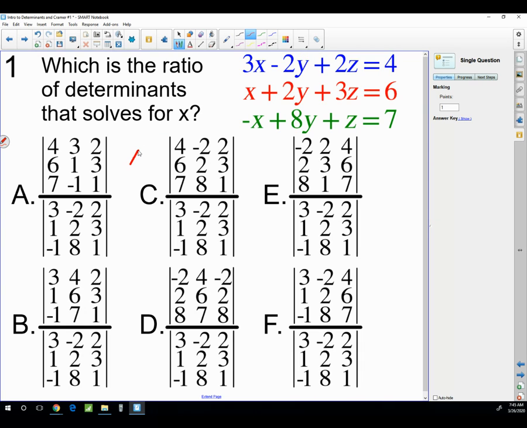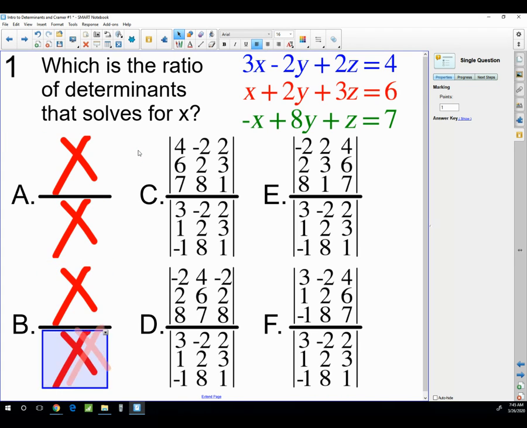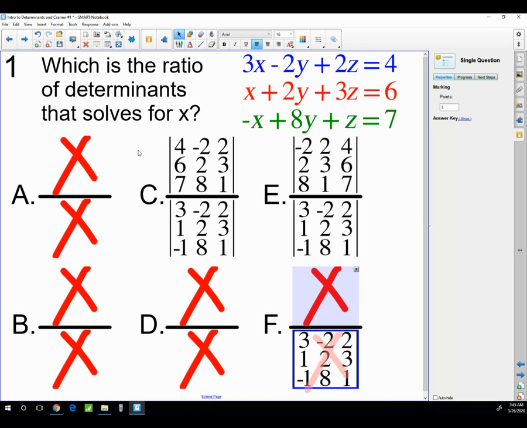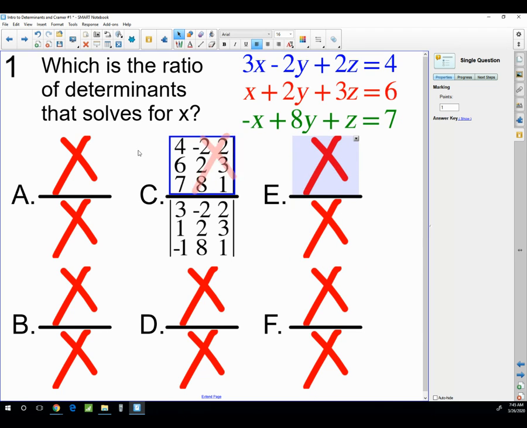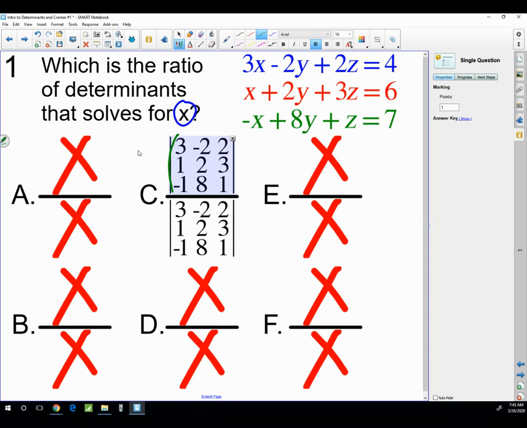All right, if I'm not mistaken, the answer is C. Let's get rid of all the distractors. I like to do that because it's so much fun. And even the top there. And then we just copy that to the top, and then we're solving this for x. So we would put in the constants in the x column on top, 4, 6, 7. I believe that was the right answer.